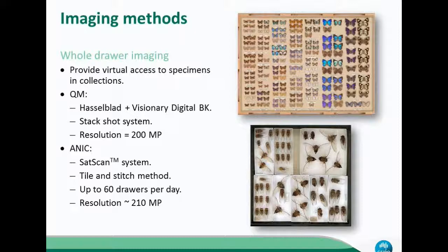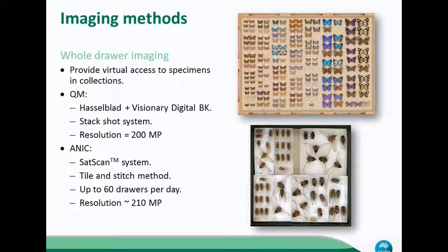Whole draw imaging is around taking an insect draw, putting it under a camera. It doesn't have to be a single lens reflex camera, it can also be a scanning system. Taking a high resolution image and then putting that up online. In Australia, a couple of museums are doing this fairly systematically.